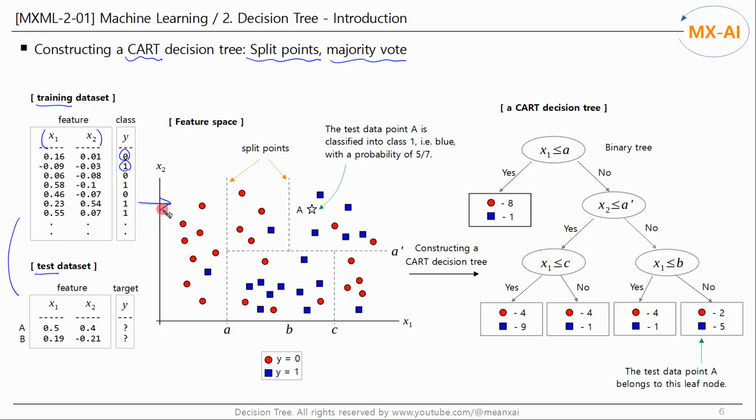Let's plot each data point as a single point in a 2-dimensional space consisting of the x1 and x2 axes. Data points where the target class y is 0 are shown in red, and data points where it is 1 are shown in blue. Let's consider 4 split points in this space, A, B, C, and A'. The split points A, B, and C lie on the x1 axis, and A' lies on the x2 axis. Let's use these split points to create a CART decision tree like the one on the right.